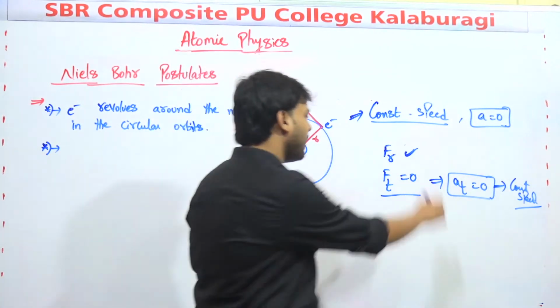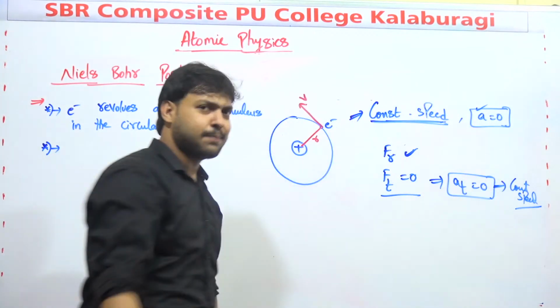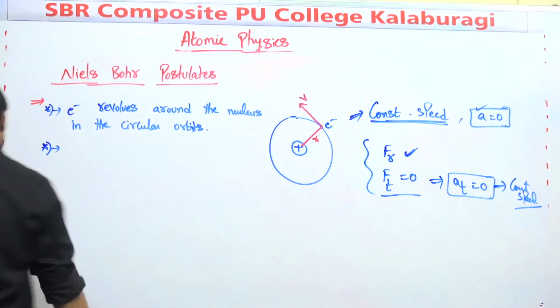Right? According to Bohr, what he finally concluded: electrons will revolve with a constant speed. Right? So this is the thing. So now come back to the second thing.